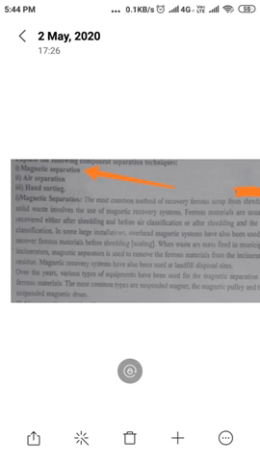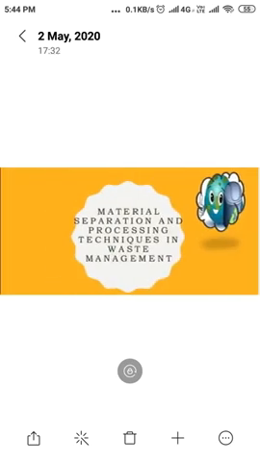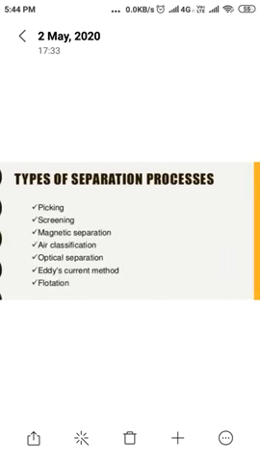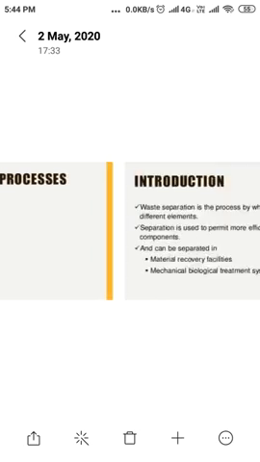Okay. Next is the hand sorting. The separation we used to do can use picking, sorting, screening, magnetic separation, air classification, optical separation, eddy current method, and flotation. These are the types of separations which you can do, but we are mainly concentrating on magnetic separation, air separation, and hand sorting. Now we have discussed only the magnetic separation and the air separation. Next is the hand separation.